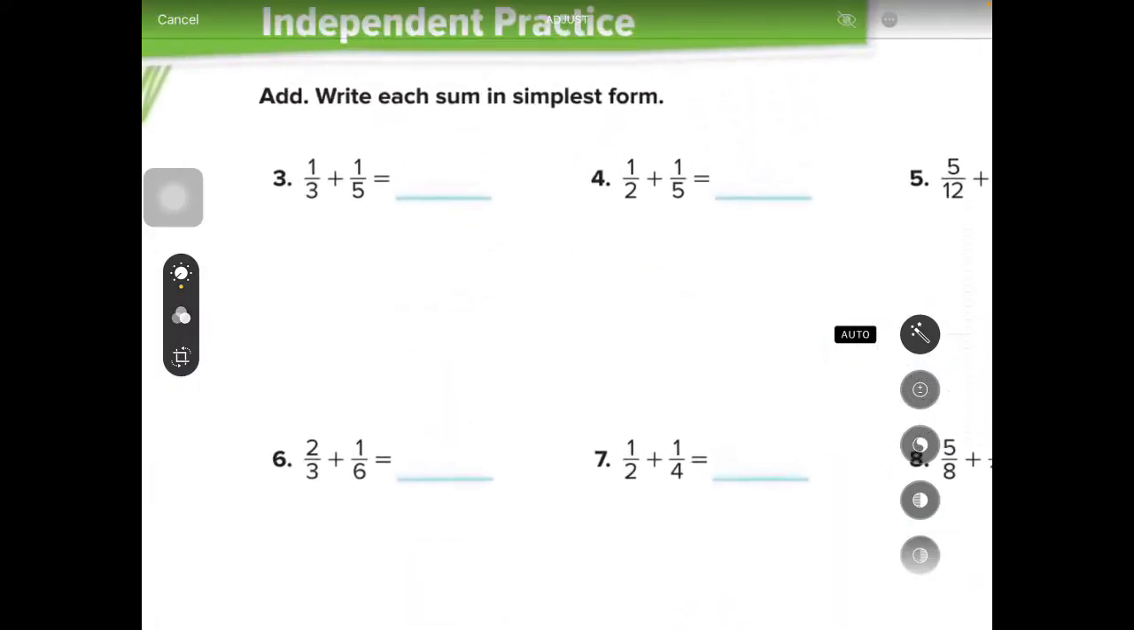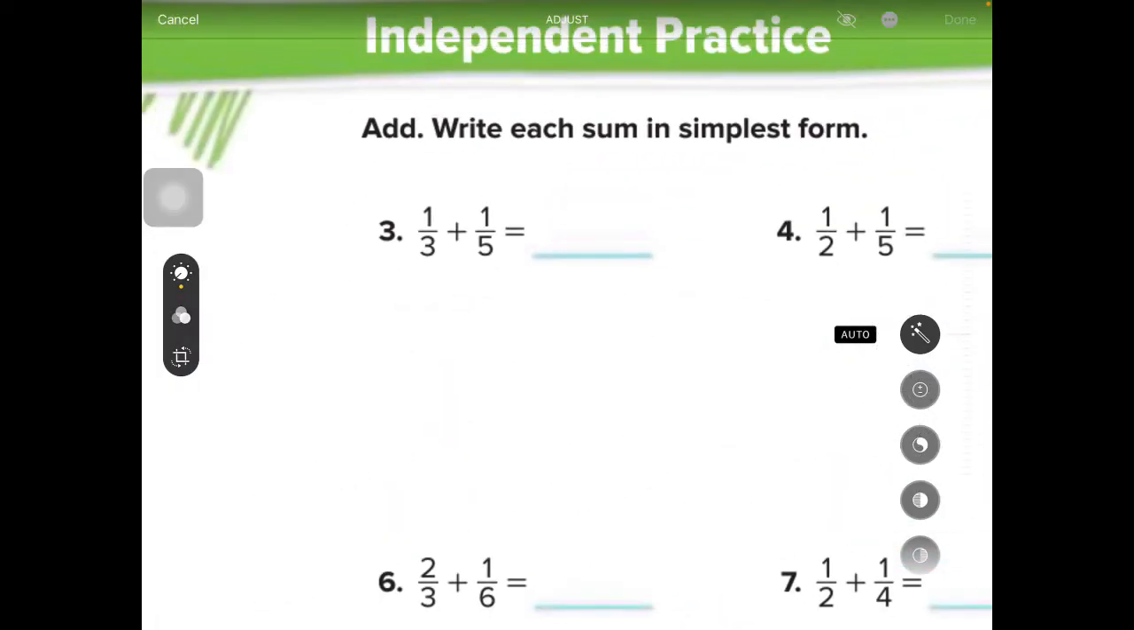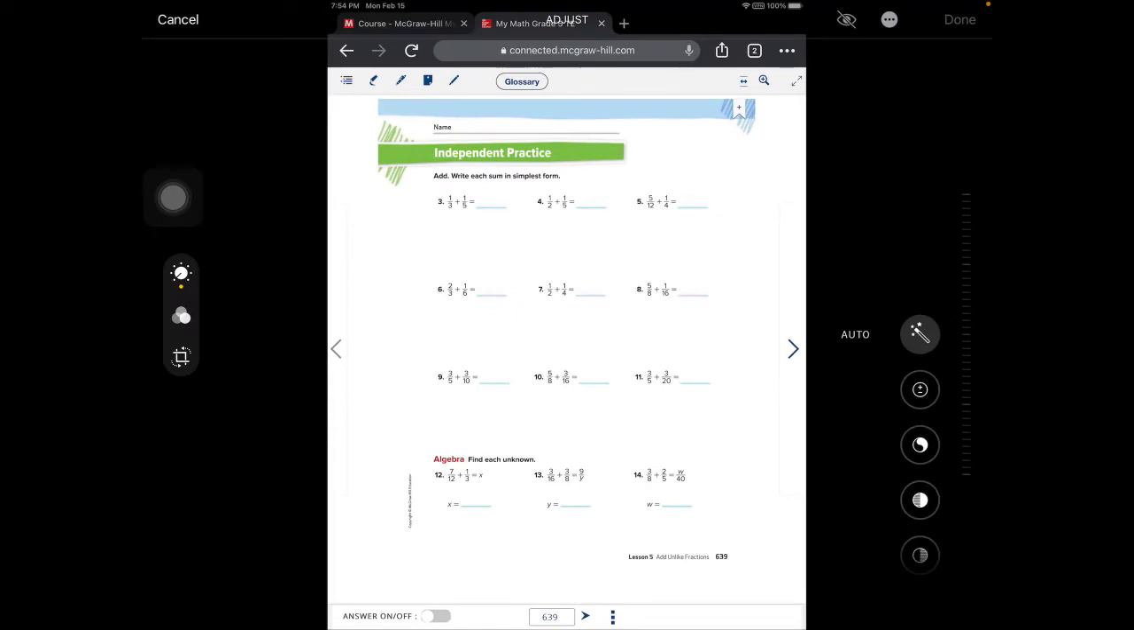All right, there's the fun page. Go ahead and push pause on the video, and I want you to try numbers 3, 4, 5. Well, try clear down from 3 to 14. See if you can get the answers. Then unpause the video and check your answers.